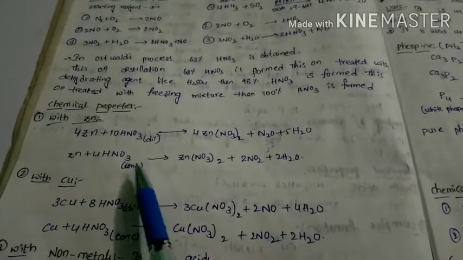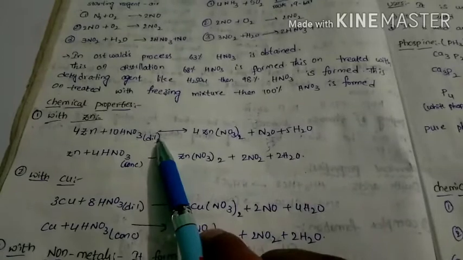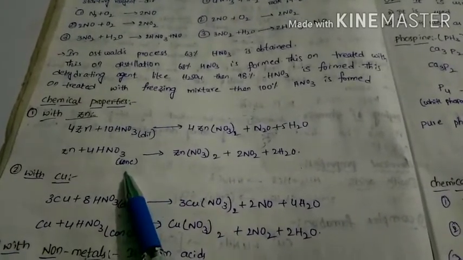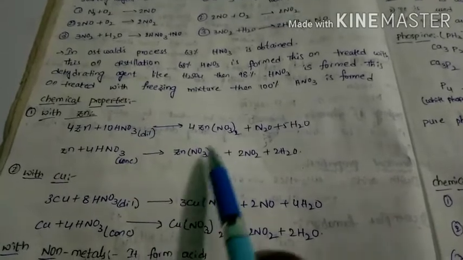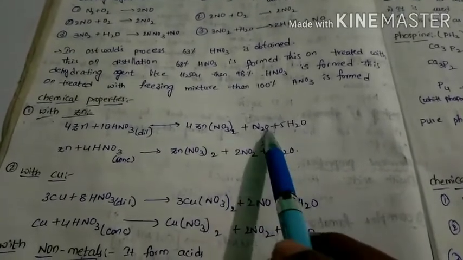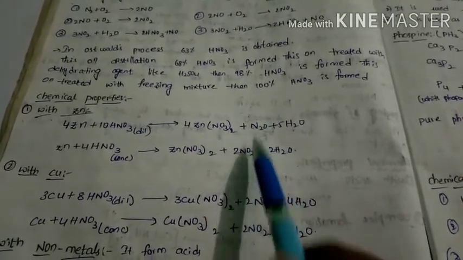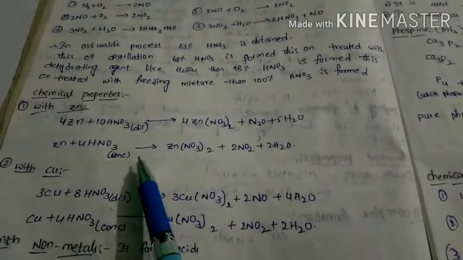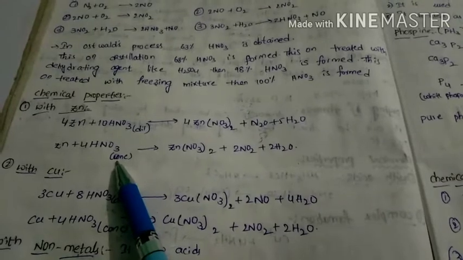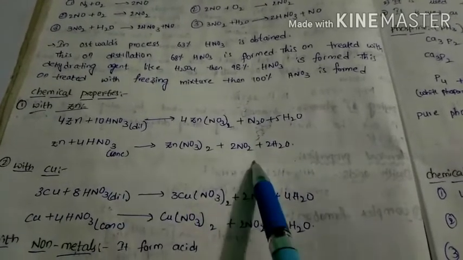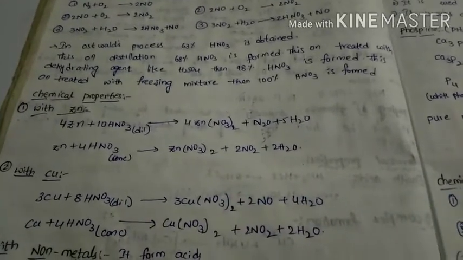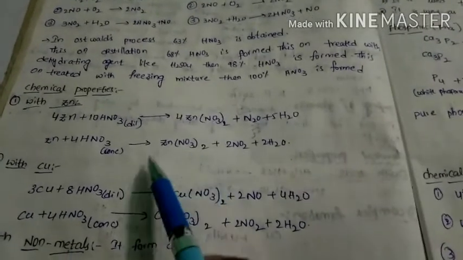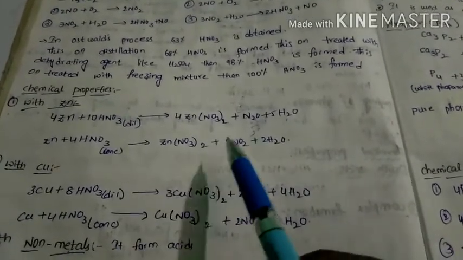Again when zinc reacts with concentrated HNO3, here this is dilute HNO3. Dilute means some amount of water is there. Here concentrated HNO3. Then also we get zinc nitrate, but here in this case nitrous oxide, but here nitrogen dioxide. Here one important point is there. If you take concentrated compound, then we get more amount of oxygen in the product. I repeat once again, if you take concentrated compound, then we get more amount of oxygen.